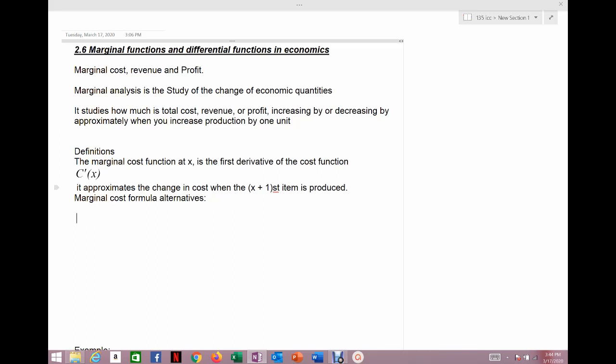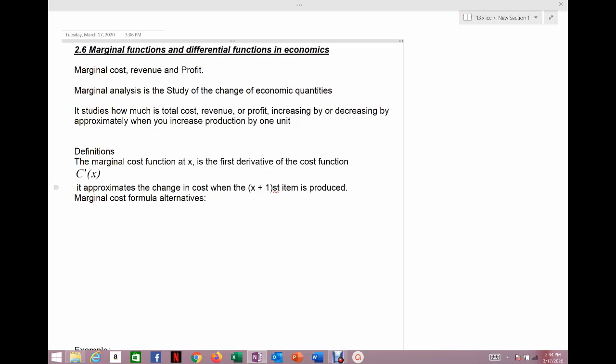Alright, so 2.6 is where we're starting. We finished 2.5 before we went on break. And so 2.6, marginal analysis and differential equations. We're going to do this in sort of little clips, and you're going to go on and watch this at home and fill out the notes that I've given you.